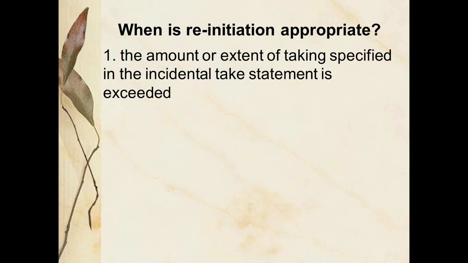So the amount of take is exceeded, or extent of take, if you put it in terms of habitat. That one's pretty obvious. You've got a project that's rolling along. Hopefully you're tracking take along the way, and you get very close to the amount of take that you were authorized in the incidental take statement, and you're only 30% done with your project. What do you do then? You can go back and reinitiate. Hopefully figure out why the predictions were wrong, what went wrong in the effects analysis.